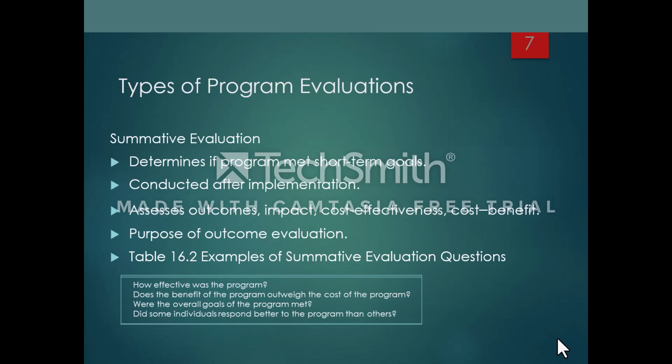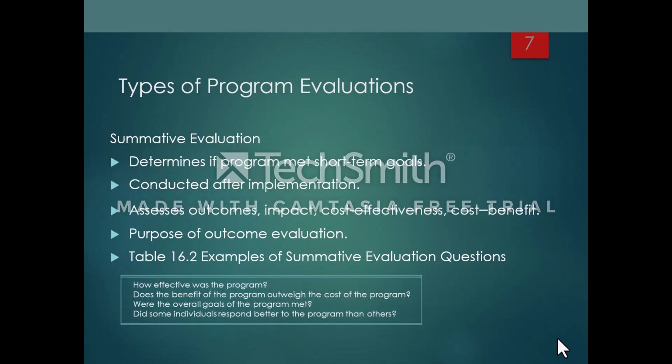Summative evaluation is normally conducted after program implementation to evaluate the effectiveness. The purpose of outcome evaluation is to measure outcomes, assess changes over time, and generate knowledge. The table provides examples of summative evaluation questions. So these are some examples of questions you would use if you're doing a summative evaluation.